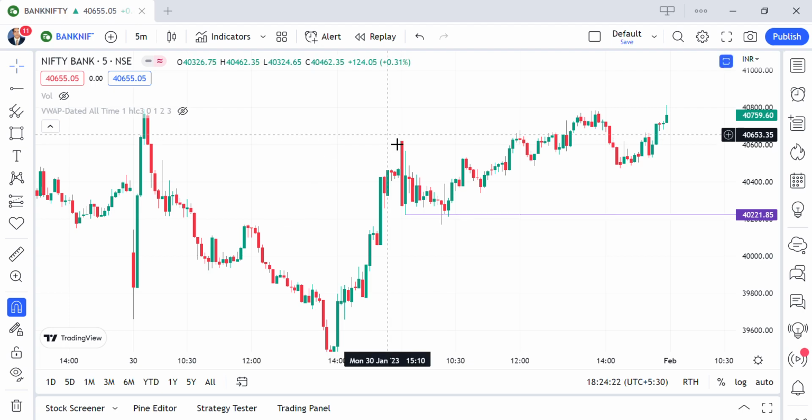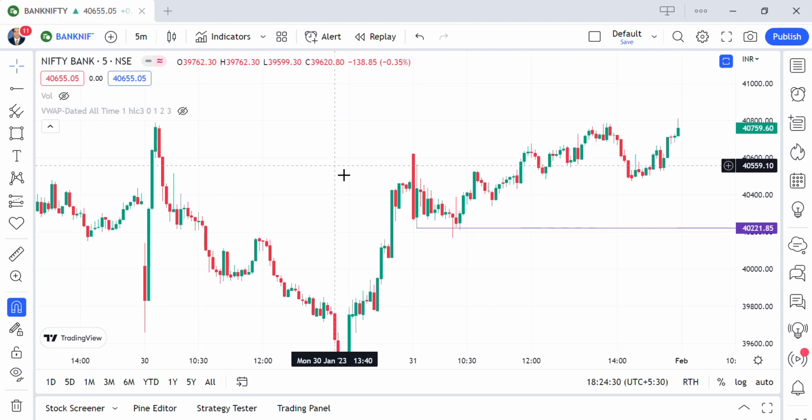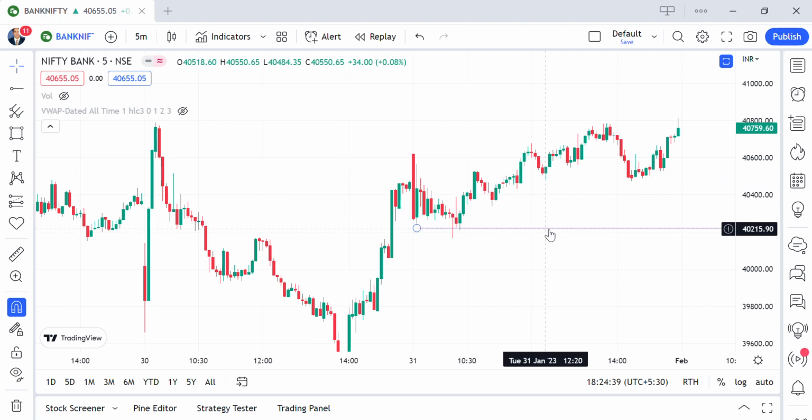Hi friends, this is Bank Nifty 5 minute chart on 31st Jan 2023. In this video, I'm going to show you how to identify a trade opportunity using multiple techniques. The first one I'm going to make use of is market maker strategy. The second one is pitchfork. The third one is frequency tuning of the pitchfork.